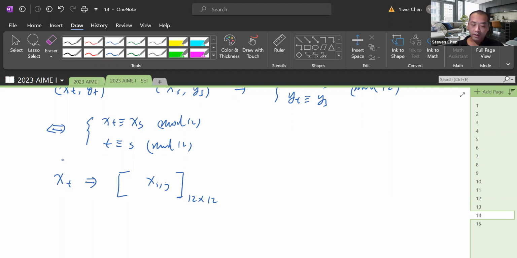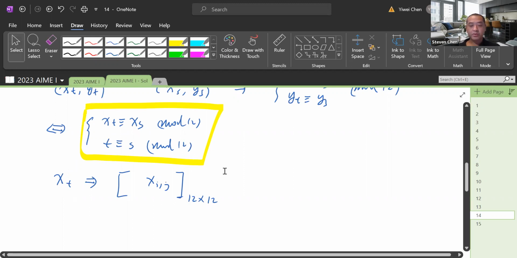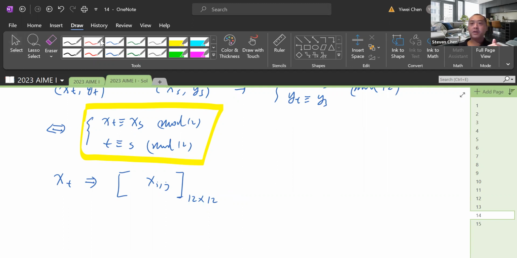Let's look at these two yellow conditions. We know that they should never happen, right? So let's see when they could happen and how to avoid them. For t congruent to s modulo 12, by using the matrix representation, what that essentially means is that t can only be congruent to s modulo 12 if these two entries are in the same column, right?